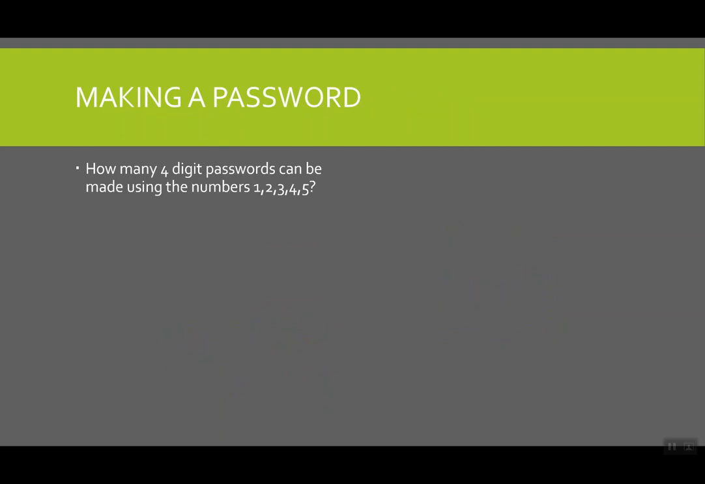Making a password. Let's look at how many 4-digit passwords can be made using the numbers 1, 2, 3, 4, 5. But let me give you some conditions. The first condition is what if repetition is allowed? So I have 4 things I need to do. I need to pick a first number, a second number, a third number, and a fourth number. I had 5 choices for my first number, but because it says repetition is allowed, I also have 5 choices for my second, my third, and my fourth number. When I multiply that together, which is the same thing as 5 to the 4th, I get 625 different passwords.